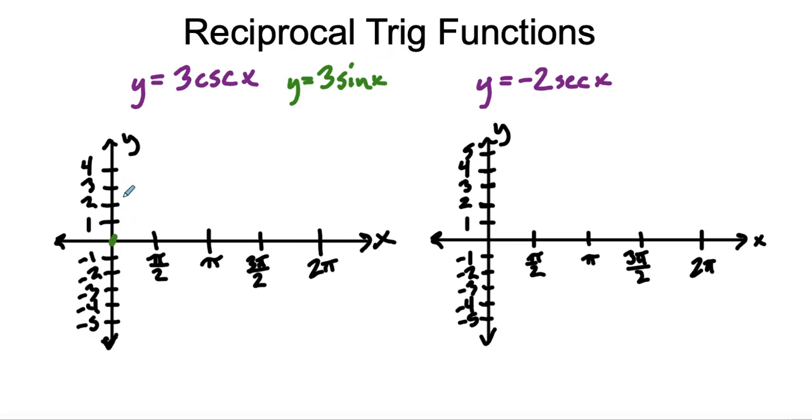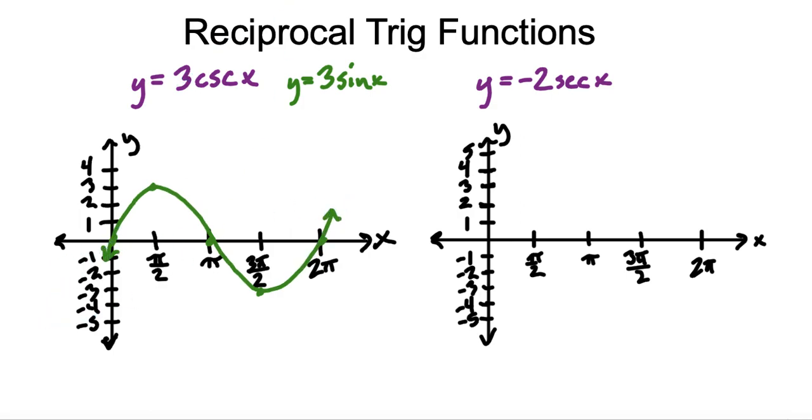So we're going to start at 0. We're going to go up, since the amplitude is 3, we're going to go up to 3, back to 0, down to -3, and then back to 0. So I'm going to go ahead and put my sine graph here. My sine graph is going to go here, back down, and then back around here.